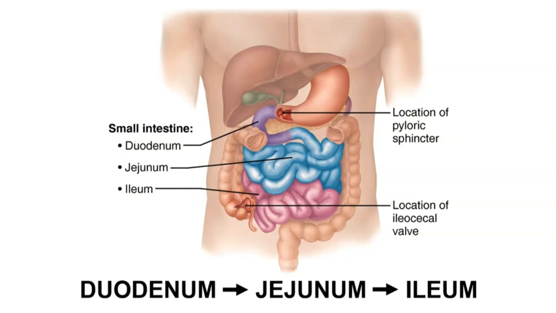The duodenum is the initial segment of the small intestine and is approximately 8 to 10 inches in length. It begins distally to the pyloric sphincter and curves around the pancreas. It is shown in the purple region in this diagram.